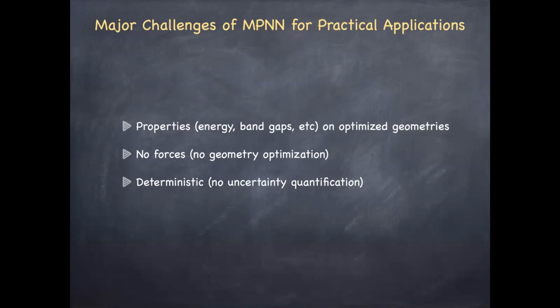And another aspect is that all of these methods are deterministic. In other words, if you put in one geometry, then the model spits out one number. But of course, we know that the model usually has uncertainty, and it'd be good to have uncertainty quantification.